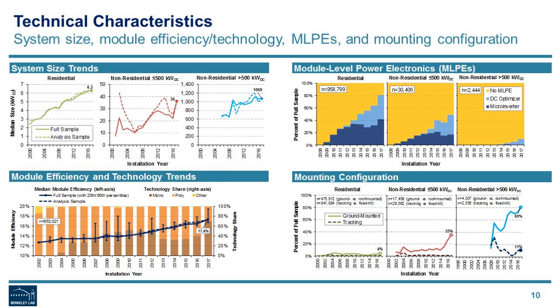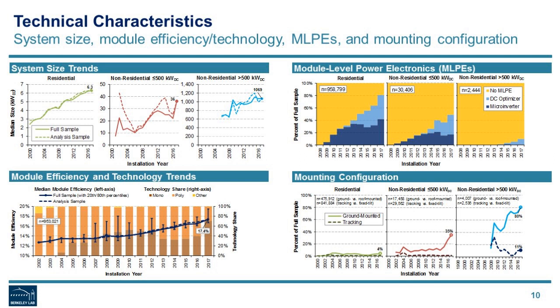So on the upper left is the trend in system sizes, where you can see that residential systems in particular have been increasing in size quite steadily over our analysis time frame. The non-residential trends there are a little bit quirky. For smaller non-residential systems, you can see that those are generally much smaller than the 500 kW threshold, typically more like 40 kilowatts or so. And then for the large non-residential systems, you can see that those have also been growing in size over time as well. Again, keeping in mind that those systems are all generally less than 5 megawatts.